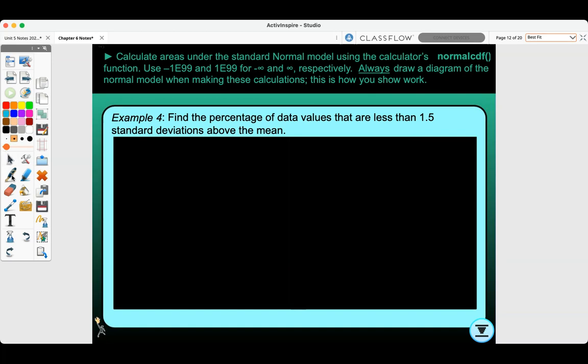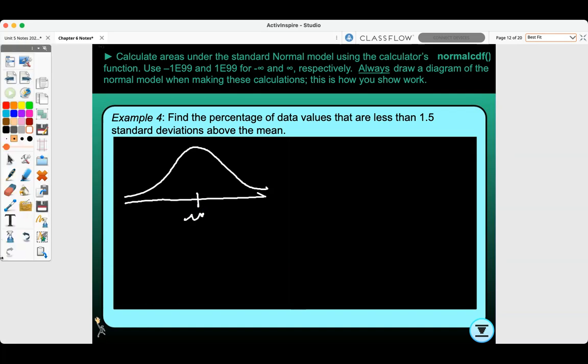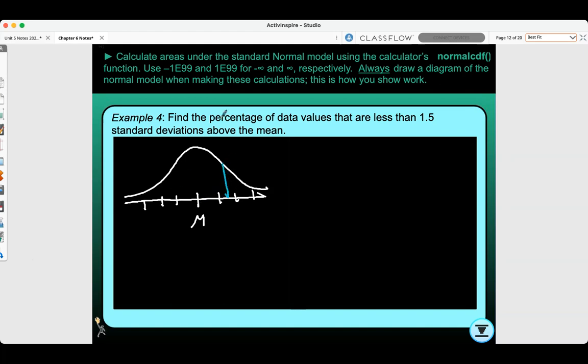So we're going to go ahead and do example 4 together. Find the percentage of data values that are less than 1.5 standard deviations above the mean. So first, let's go ahead and draw a picture of this. So you draw your normal curve. Here we have mu. And we can draw three standard deviations in. 1.5, this is 1 to the right, so 1.5 would be in the middle. So that would give me a value of 1.5. And they said less than, so it would be this entire area here. So our z equals 1.5.